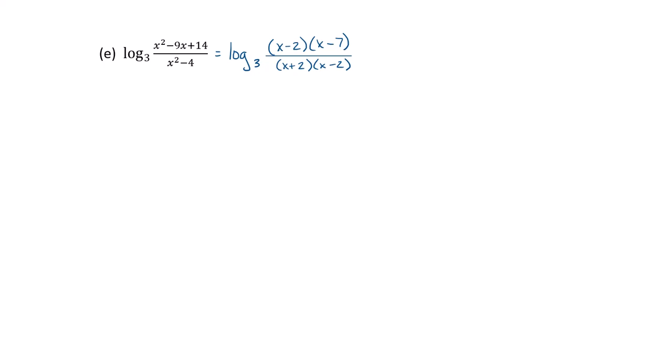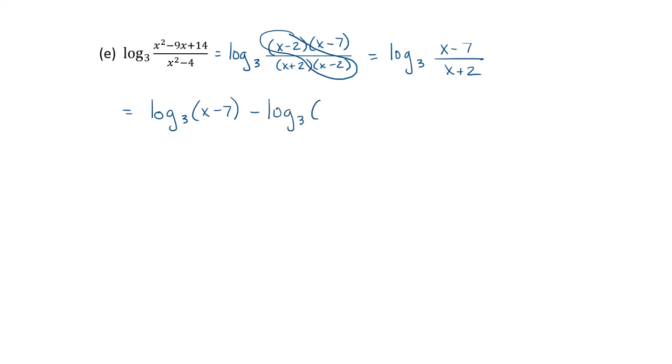Now I have this common factor in the numerator and denominator that can be removed. So this is log base 3 of (x minus 7) over (x plus 2). Now I can separate that into two separate logs: log base 3 of (x minus 7) minus log base 3 of (x plus 2).